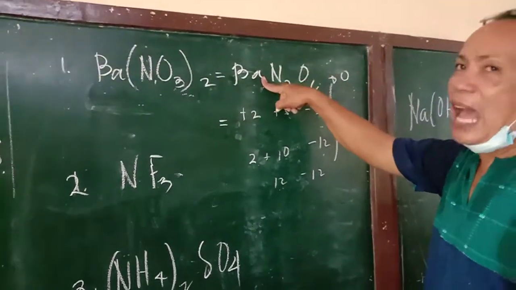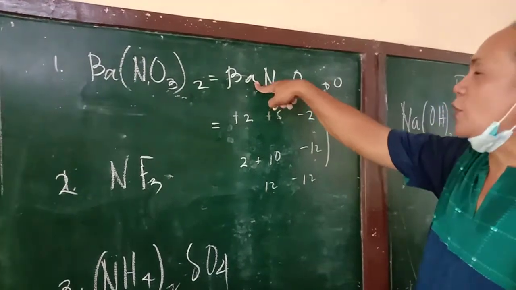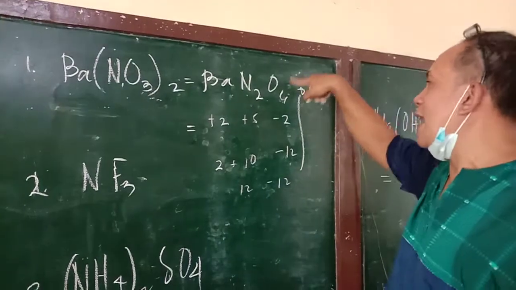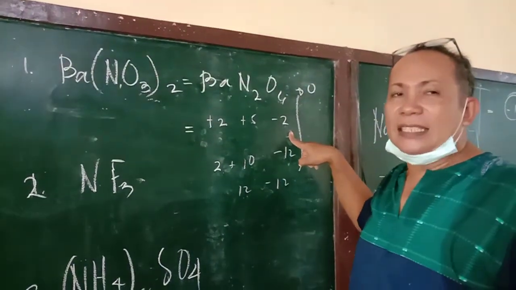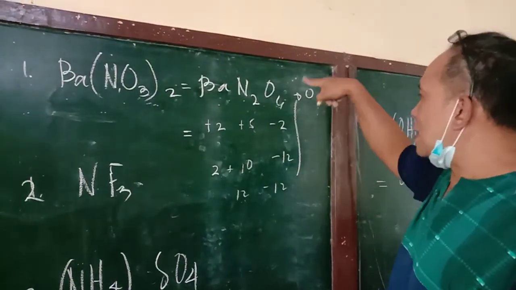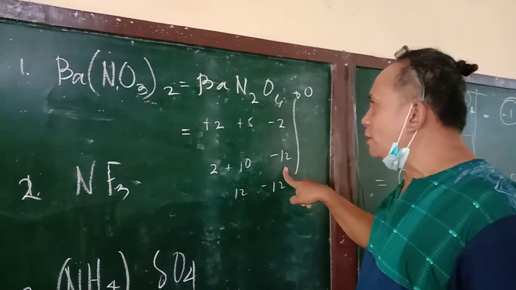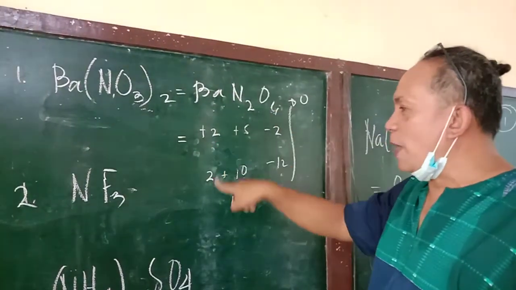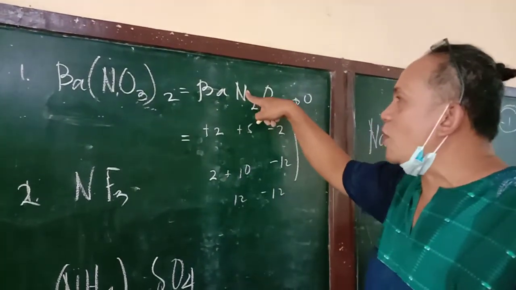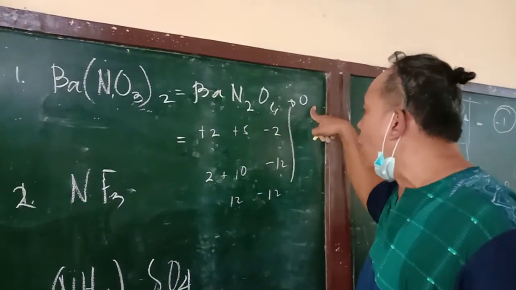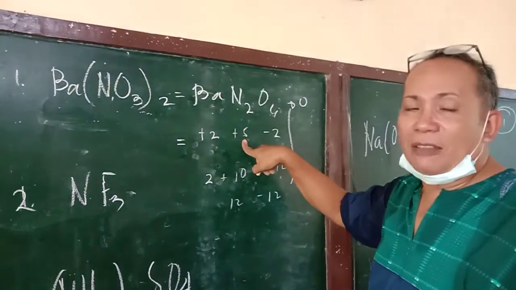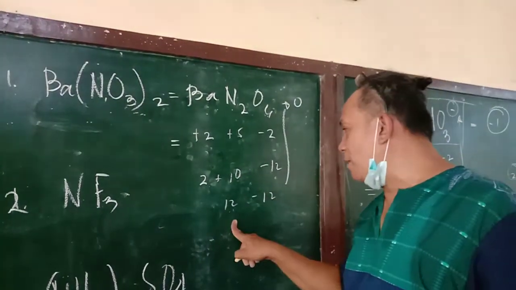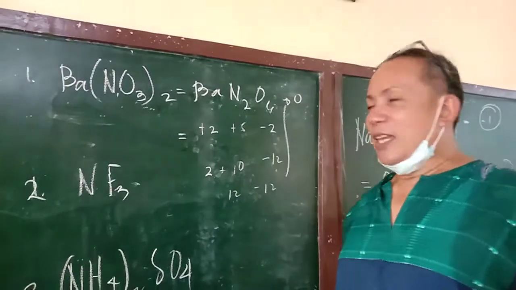Kung nahibalo man ta nga barium belongs to group 2, so it has positive 2. Ang oxygen, always negative 2. Basta, dili siya mahimong peroxide. So, 6 times negative 2 is negative 12. This is barium since there is only one barium, so times 2, nahimong positive 2. Ang nitrogen, mahimo siyang 0, so nitrogen is positive 5. So 5 times 2 is 10. So 2 plus 10 is 12. Minus 12, 0.